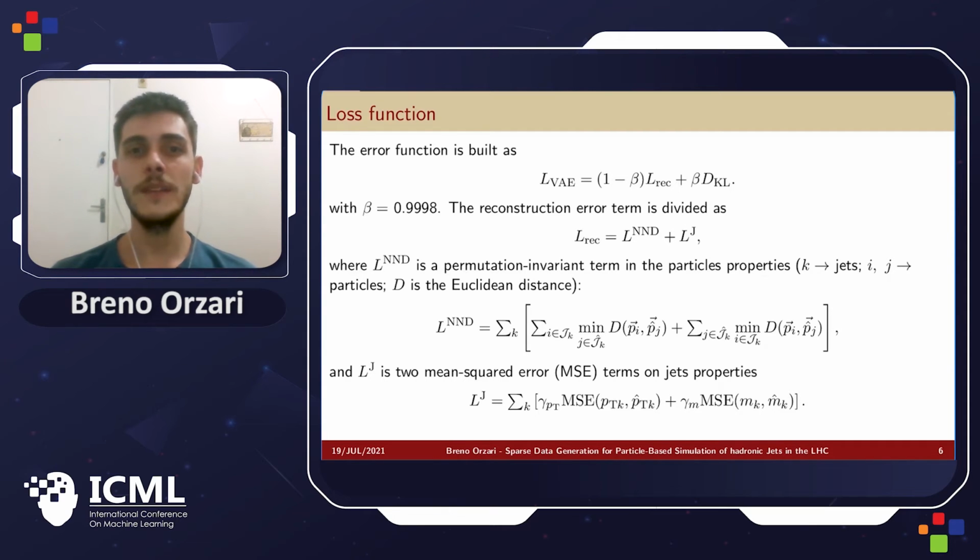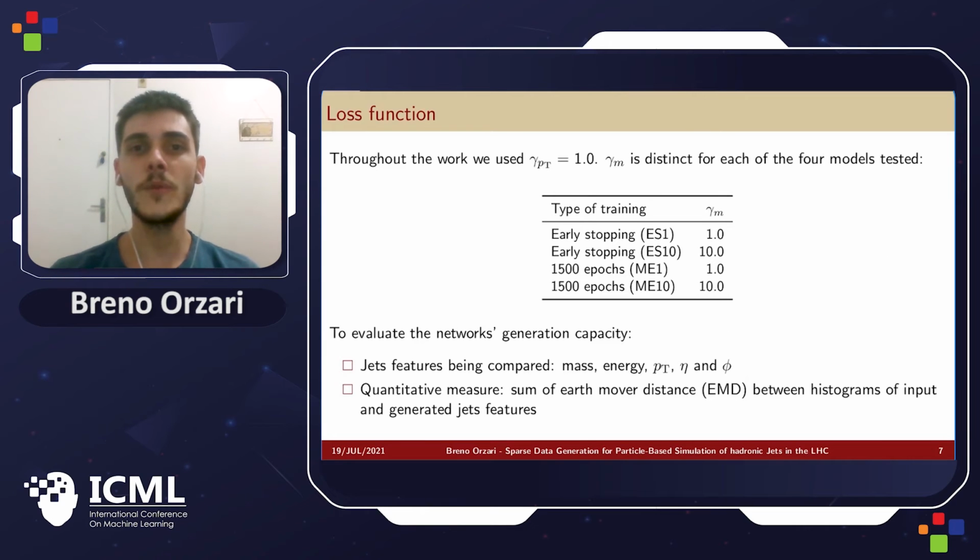And we also have L_j that is composed of two mean squared error terms in the input and output jets' mass and pT that are weighted by gamma_m and gamma_pT, which essentially force the network to learn the jet's kinematics. Throughout the work, we used gamma_pT equal to 1, and gamma_m is distinct among the 4 models that we tested. 2 of them were trained using the early stopping technique with patience of 15 epochs with gamma_m equal to 1 or 10. The other 2 were trained for 1500 epochs with gamma_m also equal to 1 or 10.